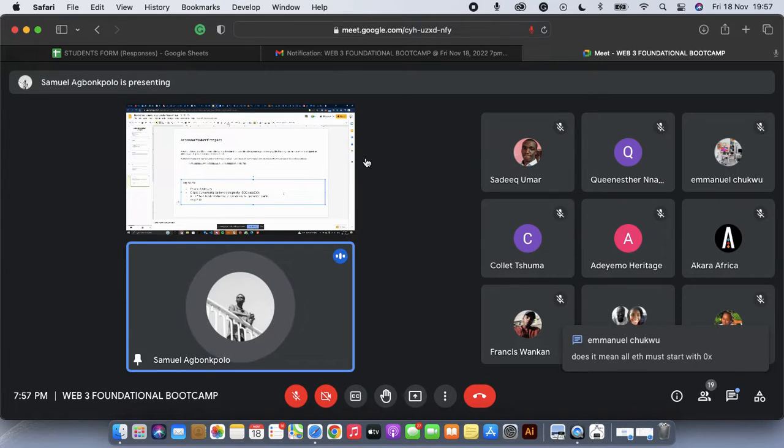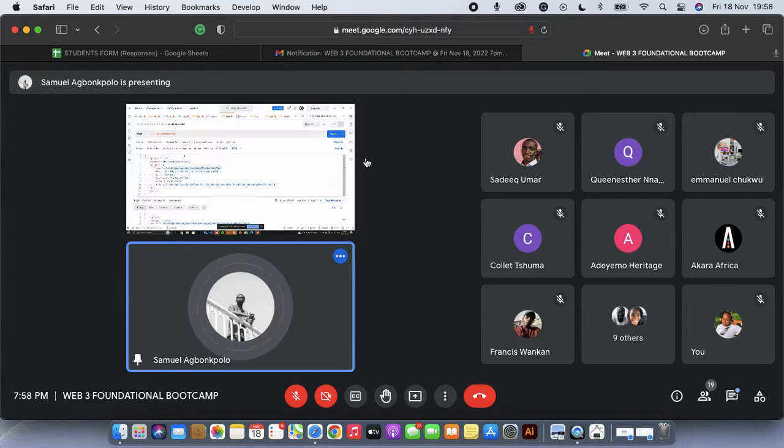Okay, does this mean all addresses must start with 0x? Yeah, all addresses must start with 0x. That's the standard protocol. If you try to send an address without 0x, depending on the implementation, the result might just be undefined. So let's try it here.